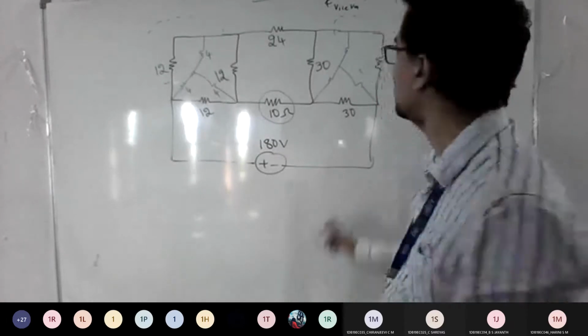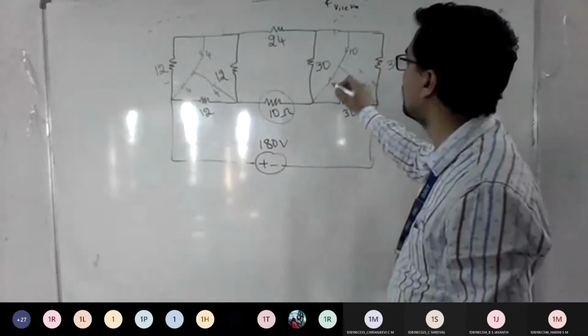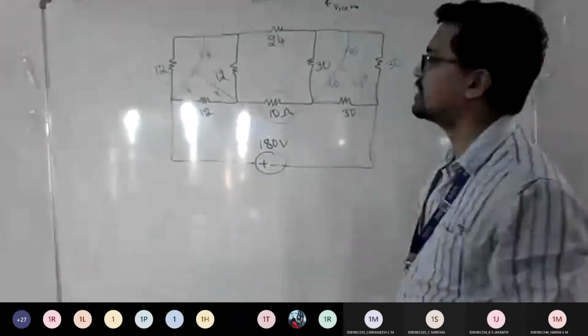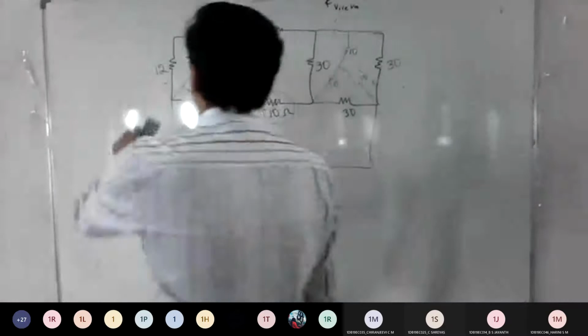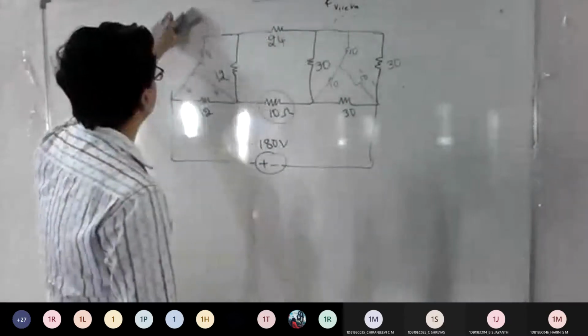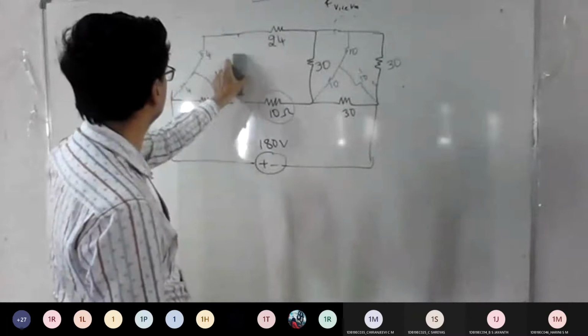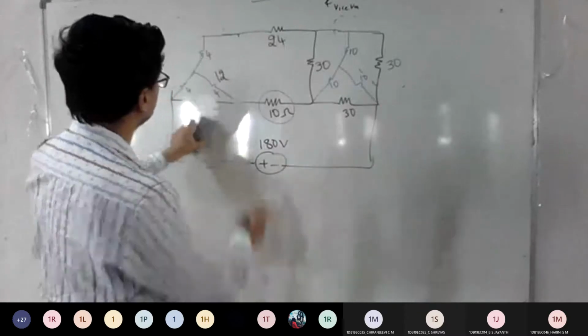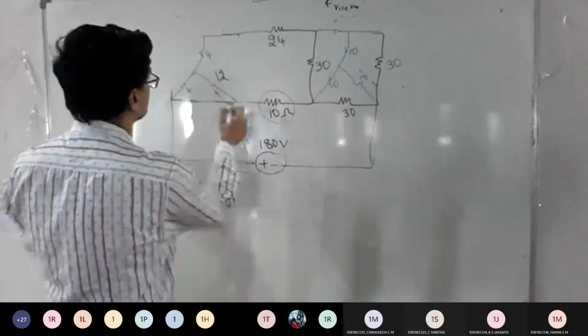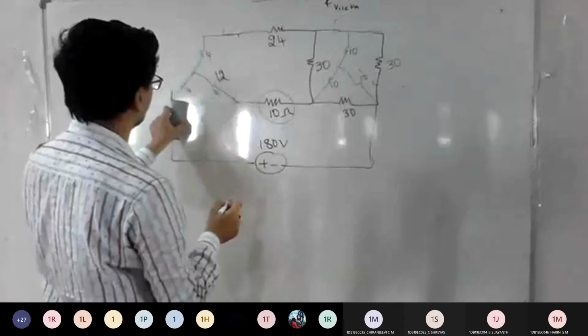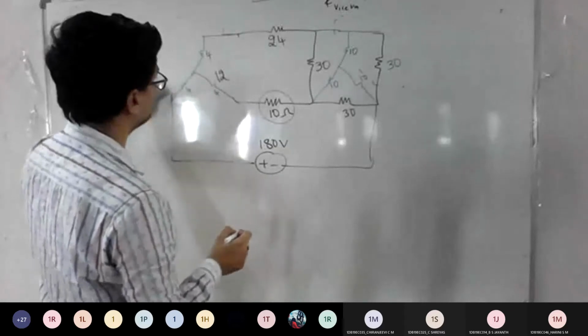10, sir. 10. So you can write all 10 as 3 answers. Once you write this, I am going to eliminate the circuit now. So this 12 is also gone. This 12 is also gone. So just eliminate the delta form.